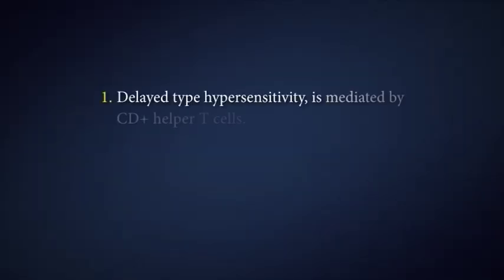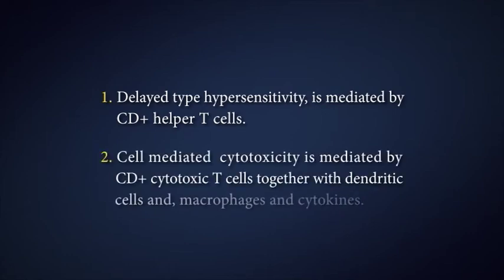There are two different types of reaction capable of causing tissue injury. The first, known as delayed type hypersensitivity, is mediated by CD4-positive helper T cells. The second, known as cell-mediated cytotoxicity, is mediated by CD8-positive cytotoxic T cells, together with dendritic cells, macrophages and cytokines. This type of hypersensitivity also plays a role in several clinical situations where there is persistence of antigen which the immune system is unable to remove, leading to chronic inflammation.